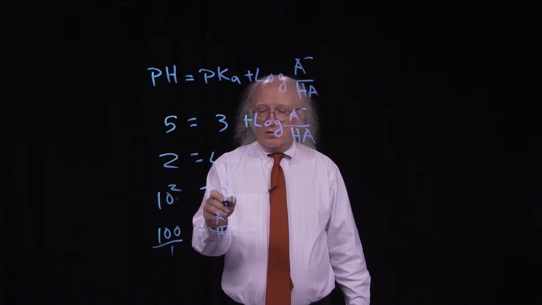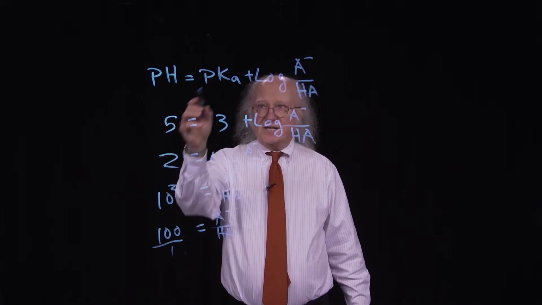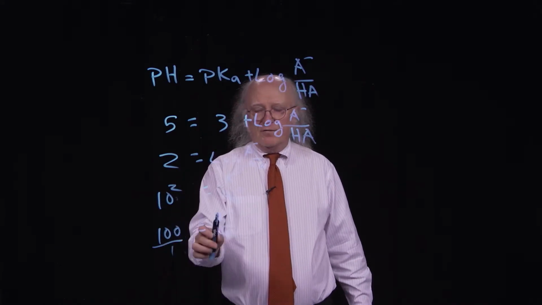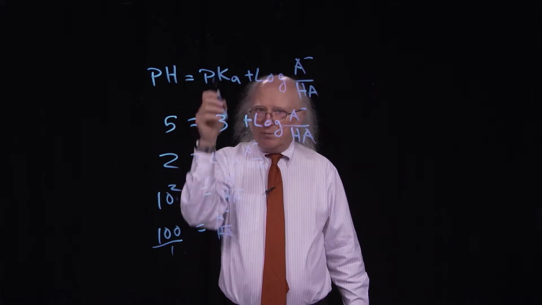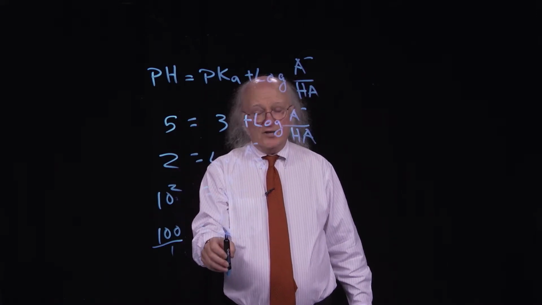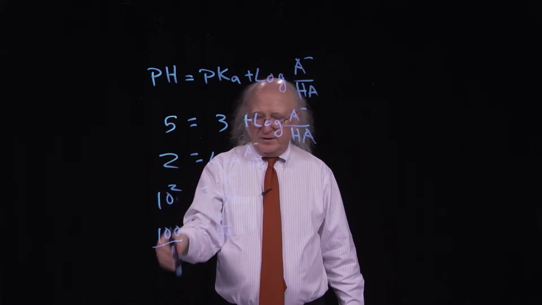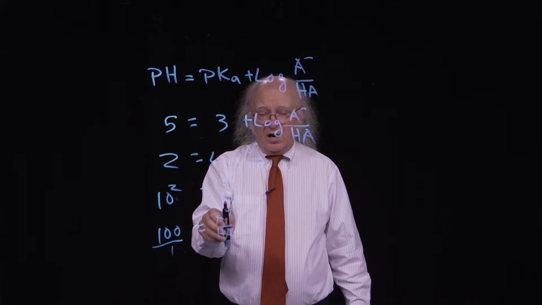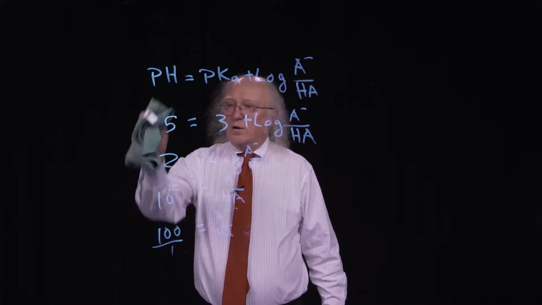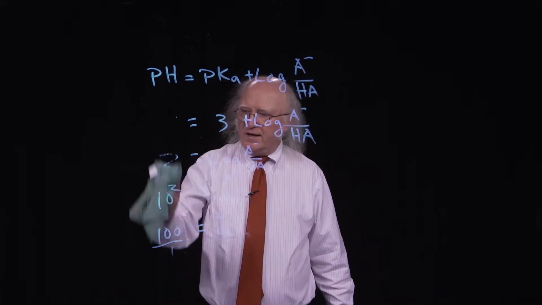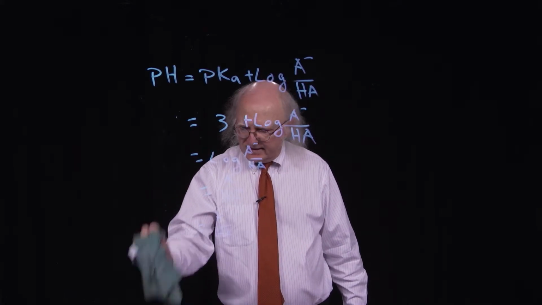Now I have a lot more A minus than I have HA, and so when the pH is above the pKa, I'm going to have more A minus than HA. When the pH is below the pKa, I'm going to have more HA than A minus. In this case, we're off by 2 pH units, and that gives us 100 to 1 of the salt to the acid. Well, as I increase the pH, not surprisingly, that ratio will continue to increase, as we can see.